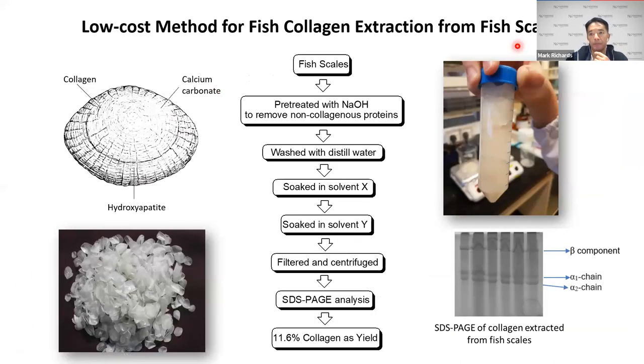And finally, this is work done by another very good chemist that we have in our school. We are also looking at low-cost approaches to valorize fish skin and fish scales, and to extract collagen from these products which are discarded from food fish processing plants, for example. So he's developed a way in which to extract collagen from fish scales. It's a low-cost method. I believe it's $3 to $4 per gram, and the yield is decent at 11.6% collagen yield, weight for weight of fish scales.